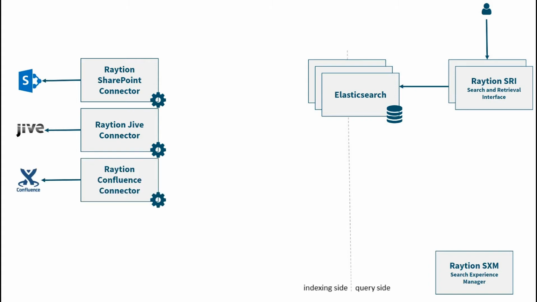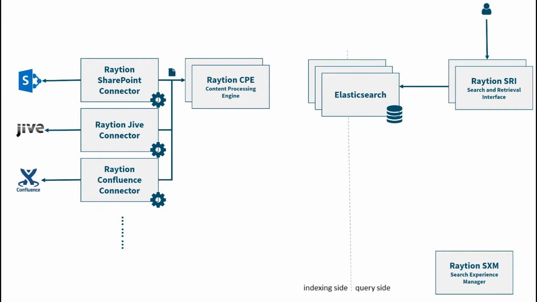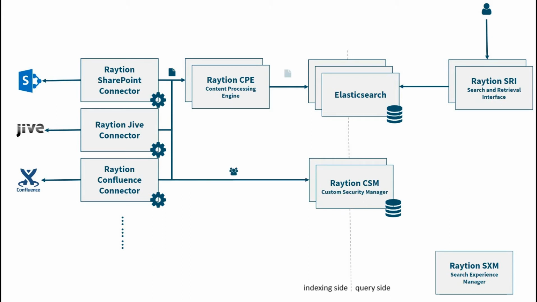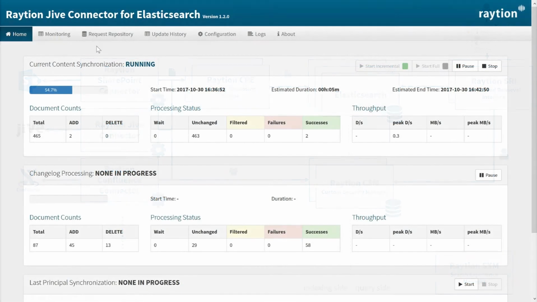Raytion connectors and the Raytion CPE stand on the ingestion side and are responsible to get the documents into the Elasticsearch index. Last but not least, the Raytion CSM is used for security trimming. At ingest time, security data is ingested into the CSM. This data is used for early binding security trimming at query time.